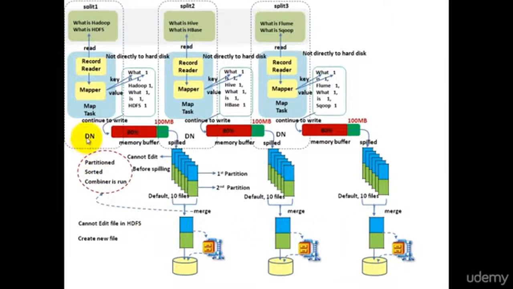This file is stored on the data node where the map task is running. In fact, it is stored on the local file system. If you are using Linux, then it is stored in the Linux file system. It is not stored in the HDFS. This is a temporary file. It will be deleted after the job is completed. So we don't want to consume the space in HDFS. Hence it is not stored in HDFS. Instead it is stored in the local file system.